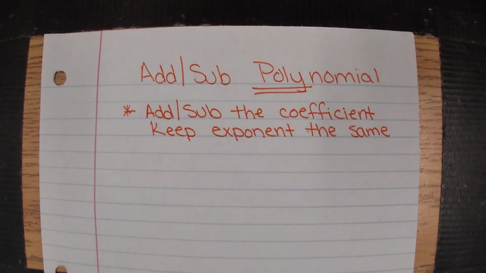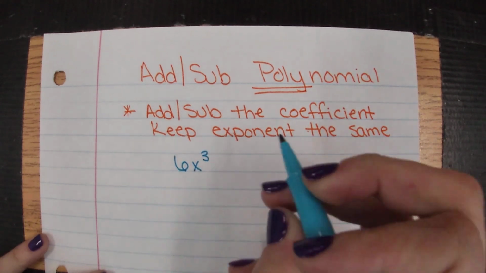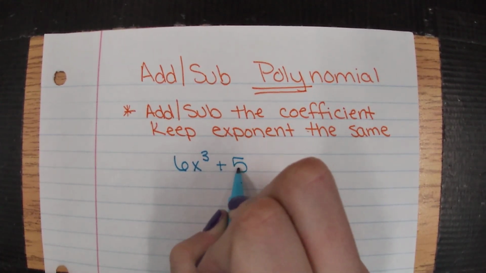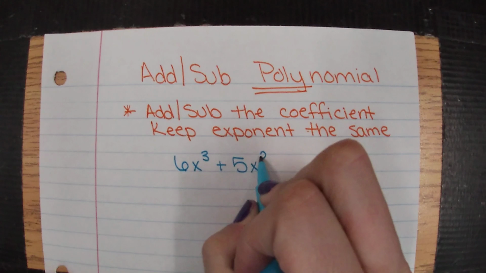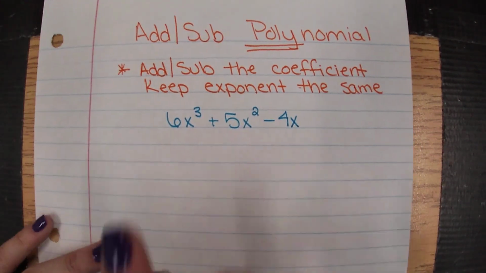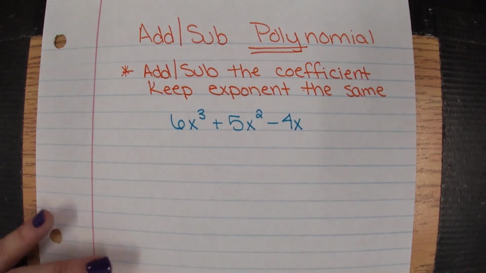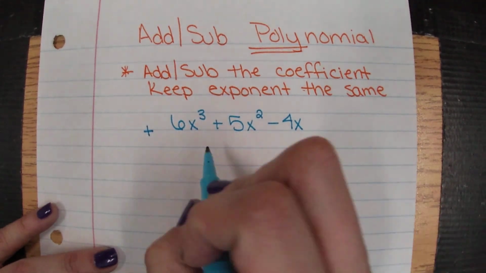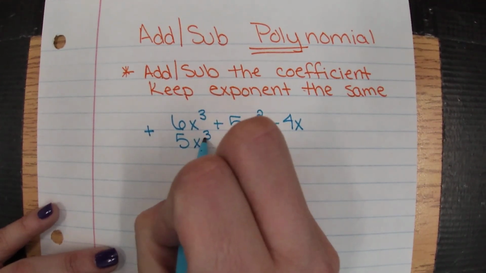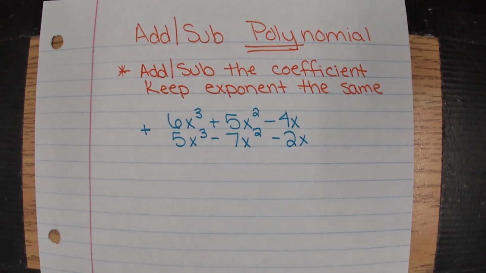So for example, let's say we are given 6x to the third plus 5x squared minus 4x, right? This is a polynomial. It has many terms. In fact, it has 3 terms, so this is called a trinomial. And we are going to add that to 5x to the third minus 7x squared minus 2x. So something with 3 terms being added to something else with 3 terms.